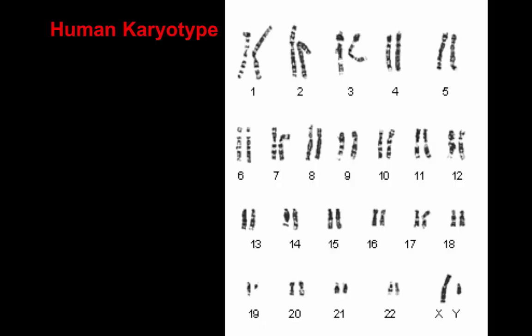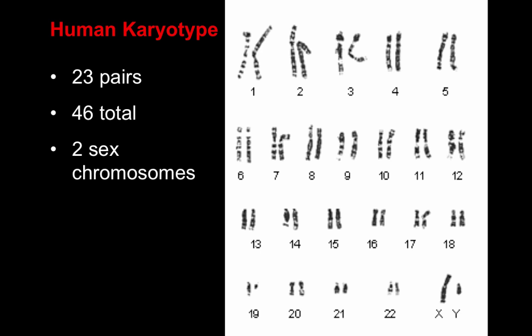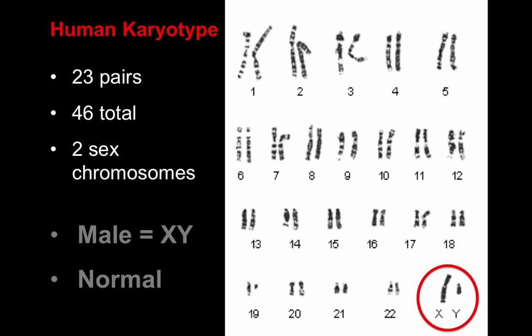So this is a human karyotype, and we know because it's got 23 pairs and 46 total chromosomes. Now, 2 of those are sex chromosomes, which are circled here. And because it's got an X and a Y, and notice that the Y is much smaller, this is a male. And if we look around at these chromosomes, none of them are abnormal. There's the correct number, and so this is a normal person. Now, I can't figure out from this if there's any genetic disorders. There may be issues with the genes, but there aren't any issues with the chromosomes.